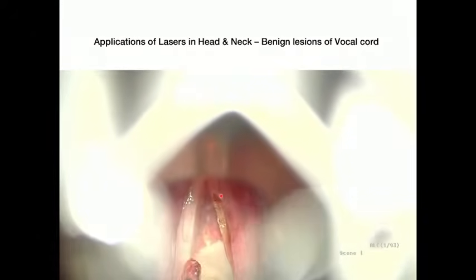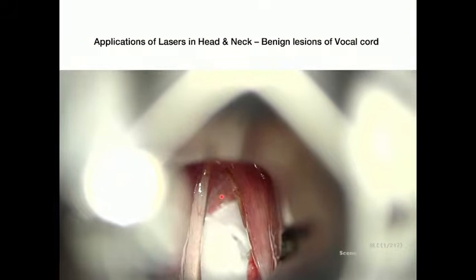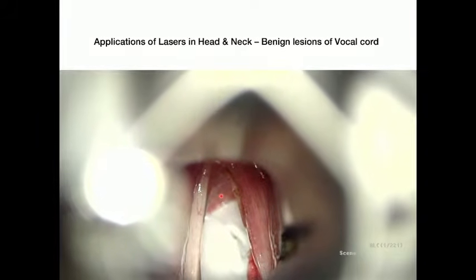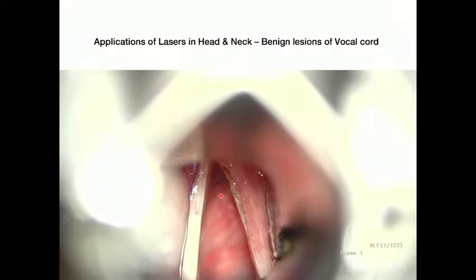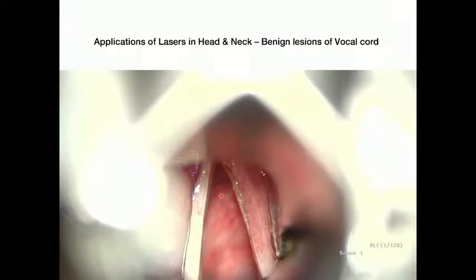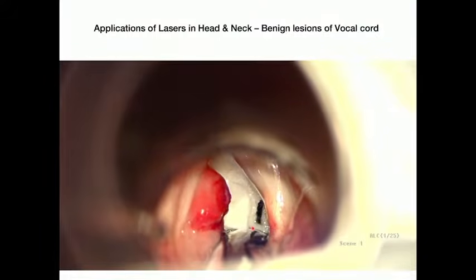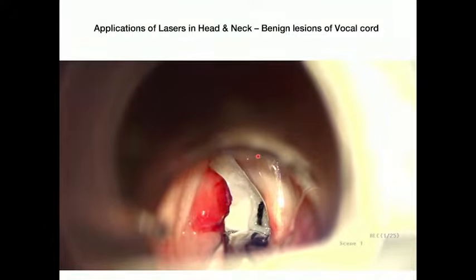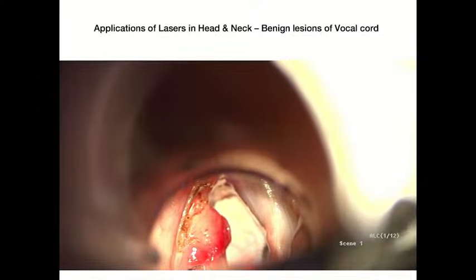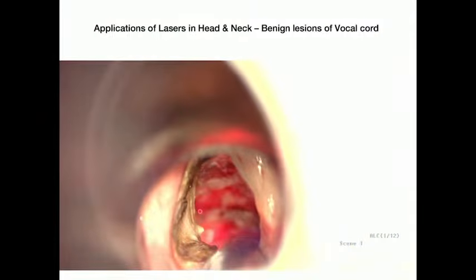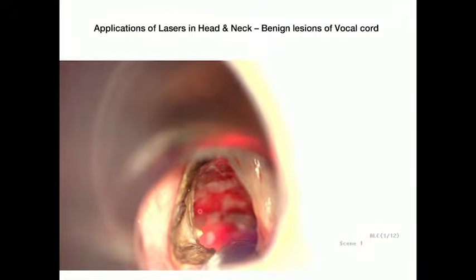You can see each and every layer when you're working under the microscope with magnification. So you can see the epithelium here. Since it was a benign lesion, we try to preserve as much mucosa as possible. What is important in vocal cord work is to preserve the subglottic mucosa as much as possible. That's where the vocal cord vibration happens, and the voice outcome depends on the subglottic mucosa. So wherever possible, we remove this lesion in its entirety.